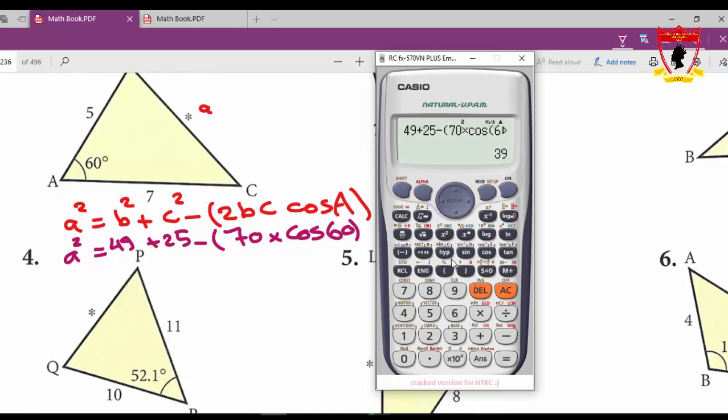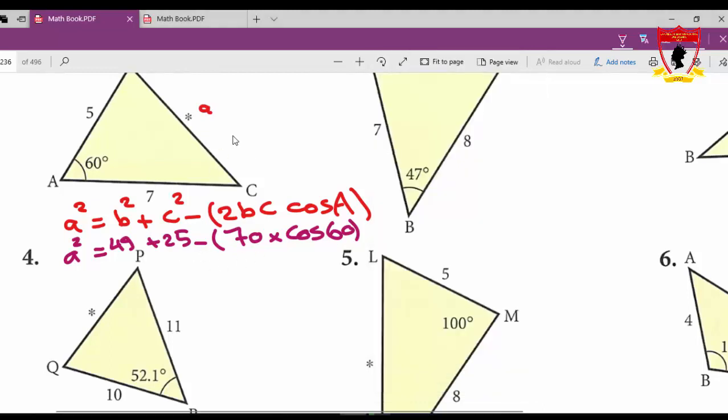it's equal to 39. The square root of A, the square root of 39 will be A. As you see, we have 49 plus 25 minus 70 times cosine of 60 is equal to 39. It means A squared is equal to 39. What about A?